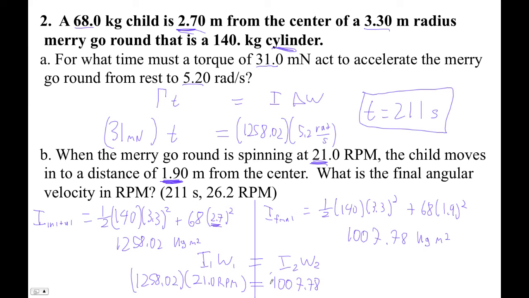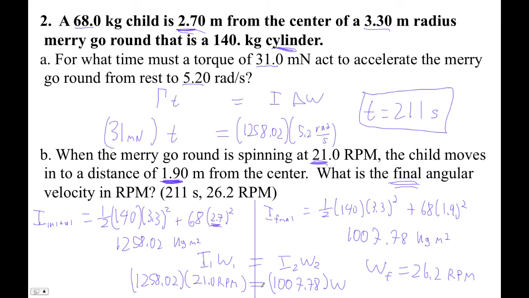1,007.78 times what is the final angular velocity, right? All right, so this times this. I'm going to find the 1258, enter, times 21 divided by the number I just got. Boom. And I get 26.2. And that's RPM, right?